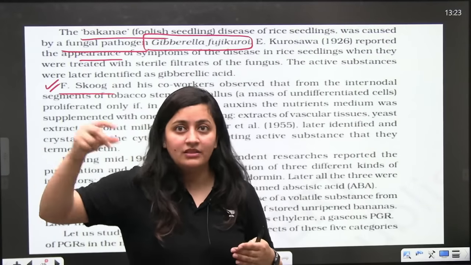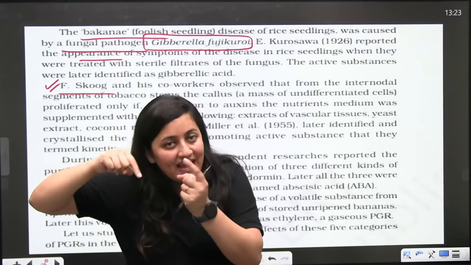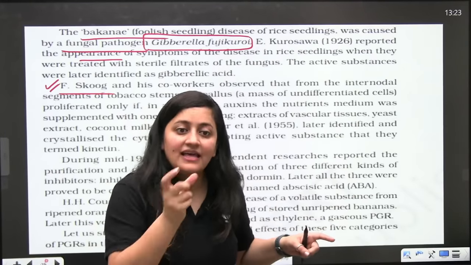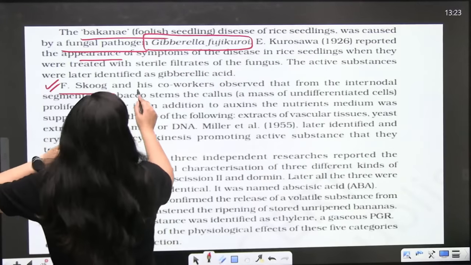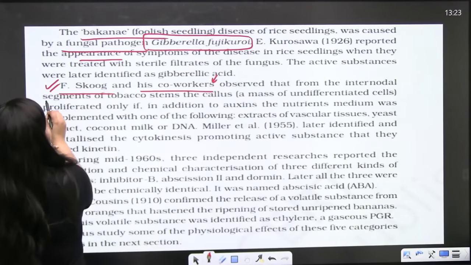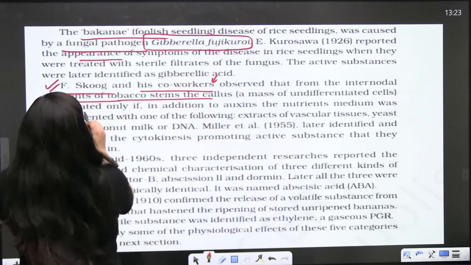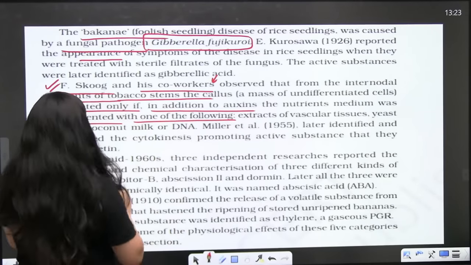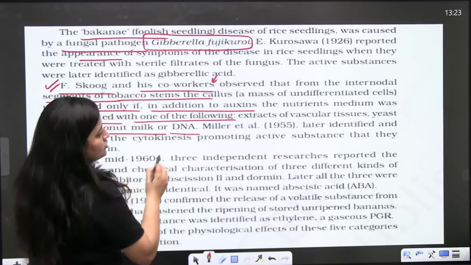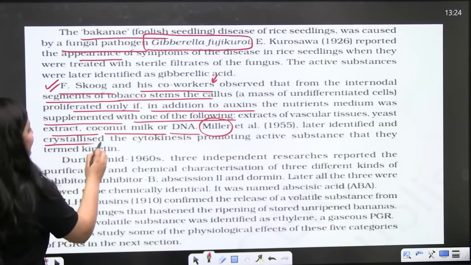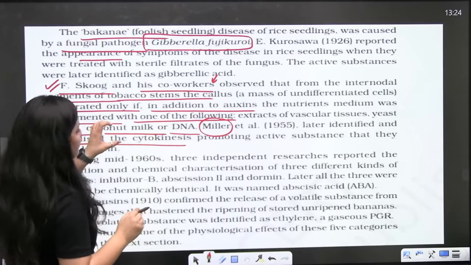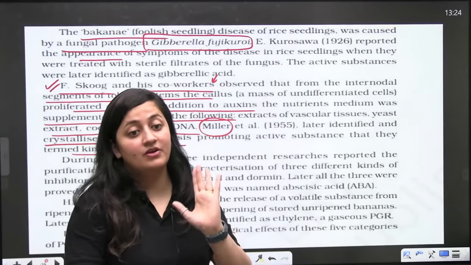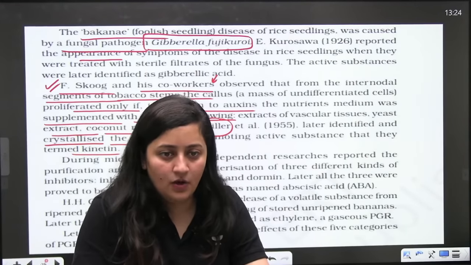Later on, even that scientist tried with fresh DNA. It didn't happen. So he concluded that because that DNA was very old, maybe that DNA was degraded. Whenever you talk about cytokinin, Skoog and his co-workers observed that from the internodal segments of the tobacco stem, the callus proliferated only. In addition to auxins, the nutrient medium was supplemented with one of the following: extracts of vascular tissue, yeast extract, coconut milk, or the DNA. Miller and his colleagues identified and crystallized the cytokinesis promoting active substance, which is termed kinetin. So this cytokinin discovery was very interesting.